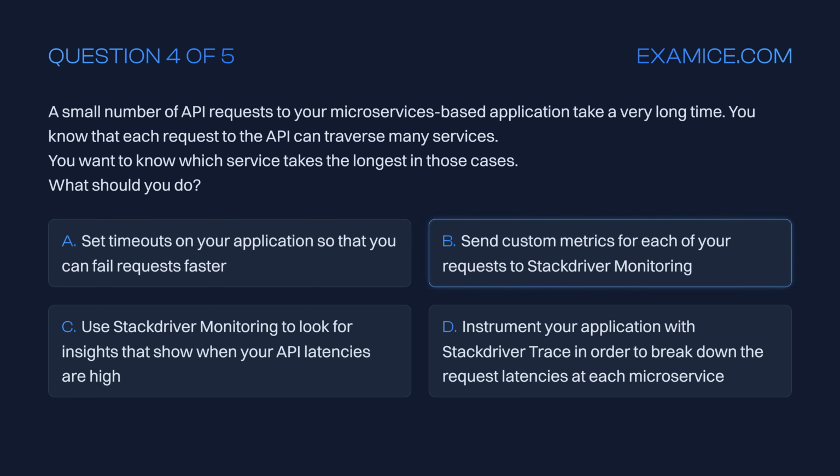Option B. Send custom metrics for each of your requests to Stackdriver monitoring. Option C. Use Stackdriver monitoring to look for insights that show when your API latencies are high. Option D. Instrument your application with Stackdriver trace in order to break down the request latencies at each microservice.